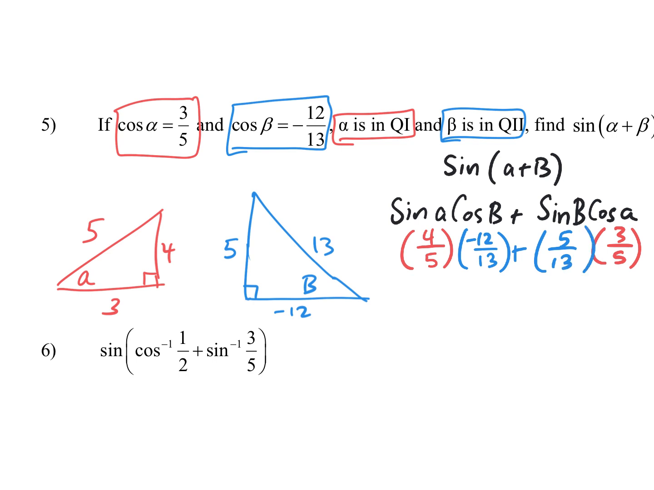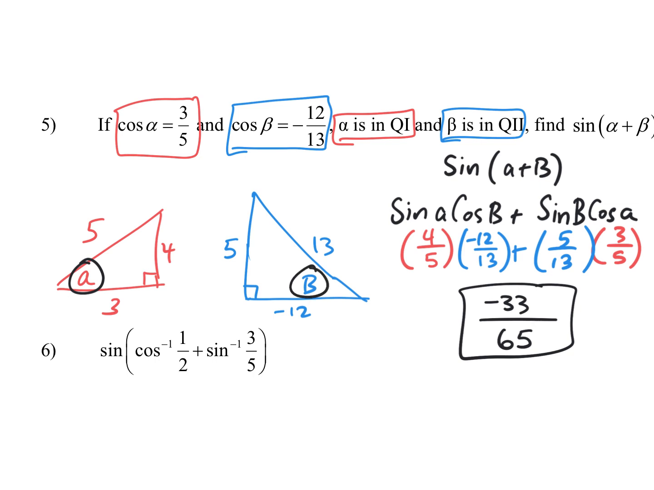Oh, this just becomes a simplify problem here. I have negative 48 plus 15. That's going to get me negative 33, and I already have a common denominator of 65. So what did we actually find? What we found here was the sine of this angle here plus that angle there. What do we know if it's negative? That it would have ended up somewhere in the third or fourth quadrant, but other than that, we don't have a ton of information.